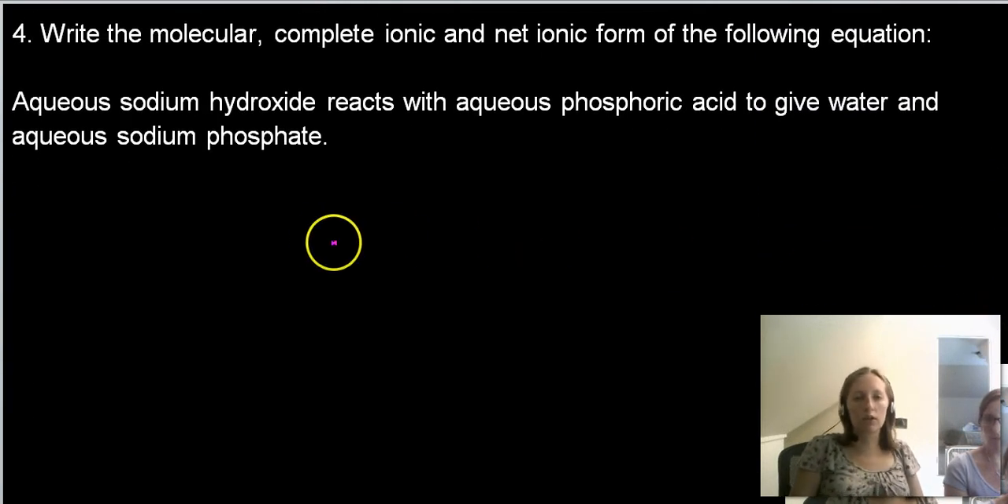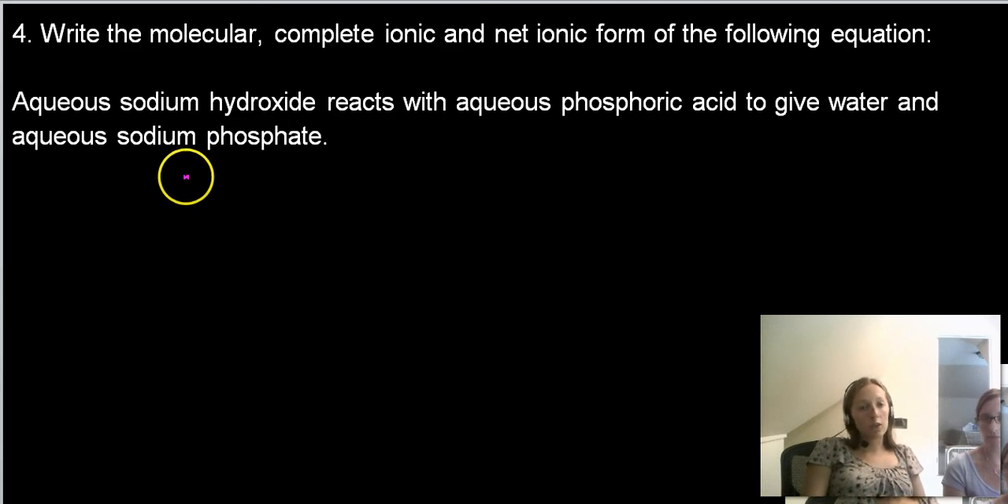Write the molecular, complete ionic, and net ionic form of the following equation. Aqueous sodium hydroxide reacts with aqueous phosphoric acid to give water and aqueous sodium phosphate. But I don't remember my polyatomic ions. Told you to memorize them. All right.